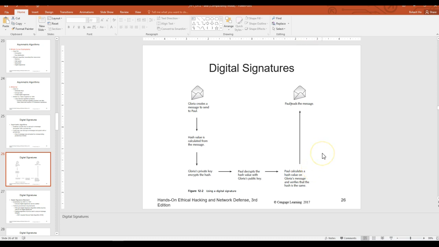By the way, when students log into Blackboard, I posted a MindTap Labs exercise on hash values. Please do that. So this is how a digital signature works.